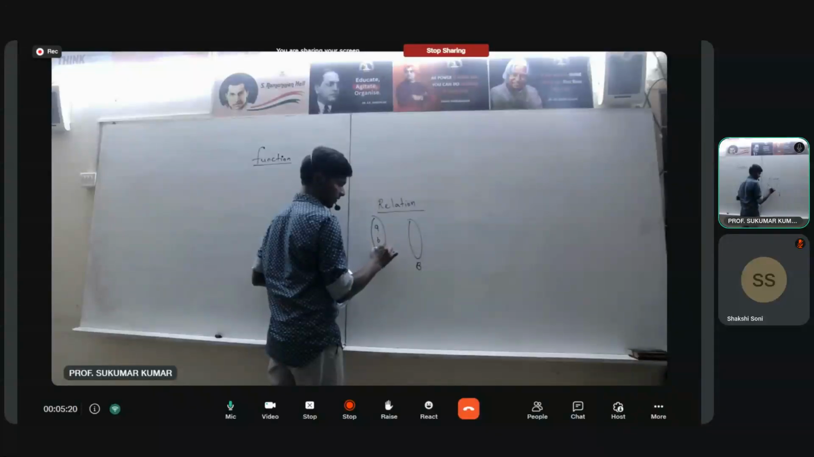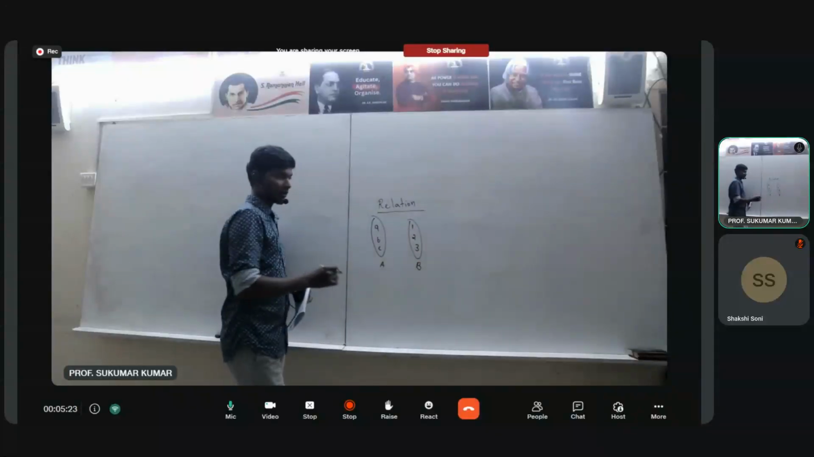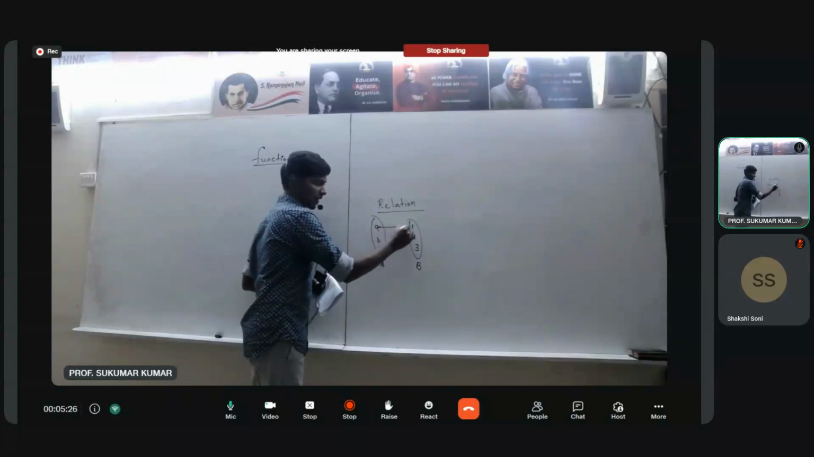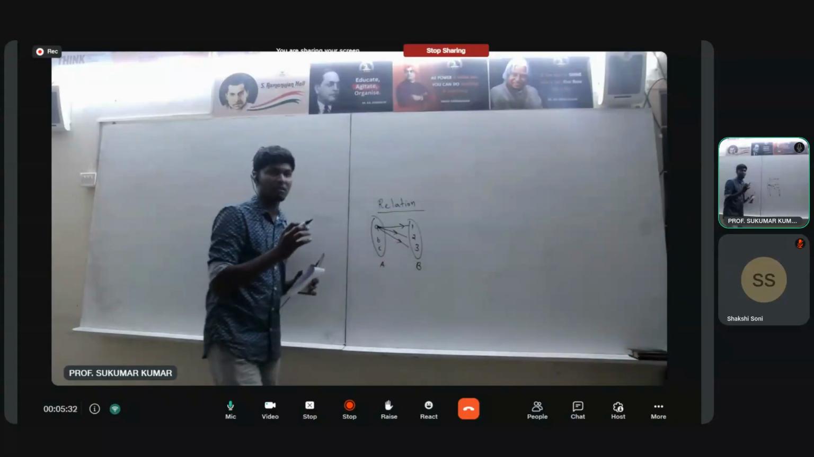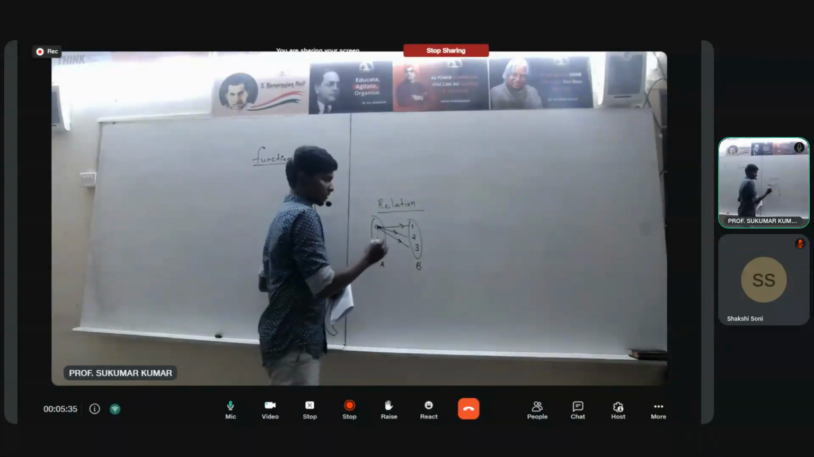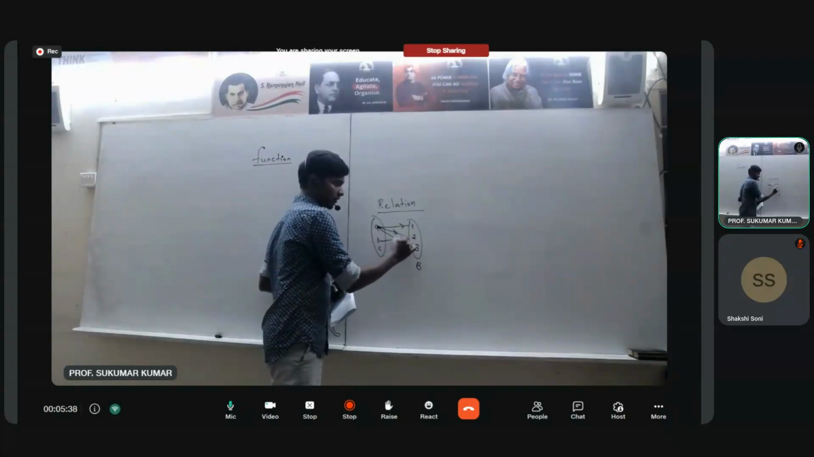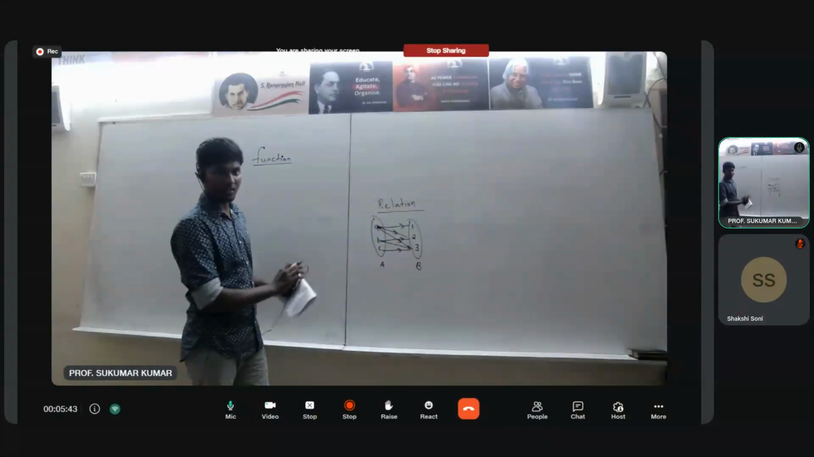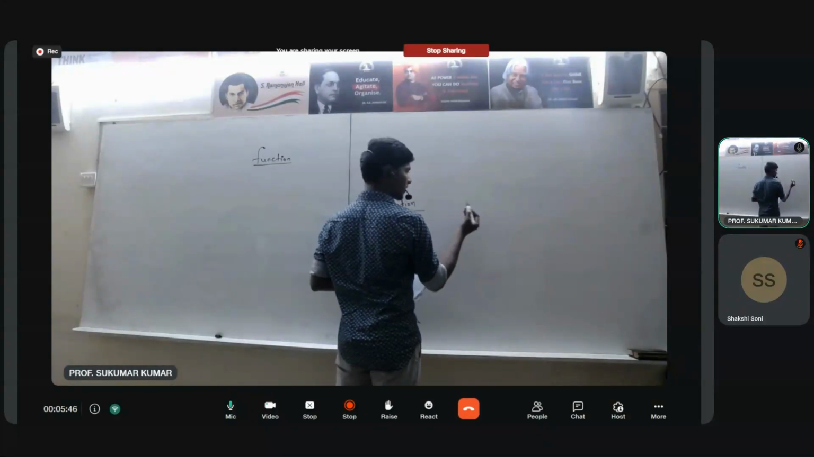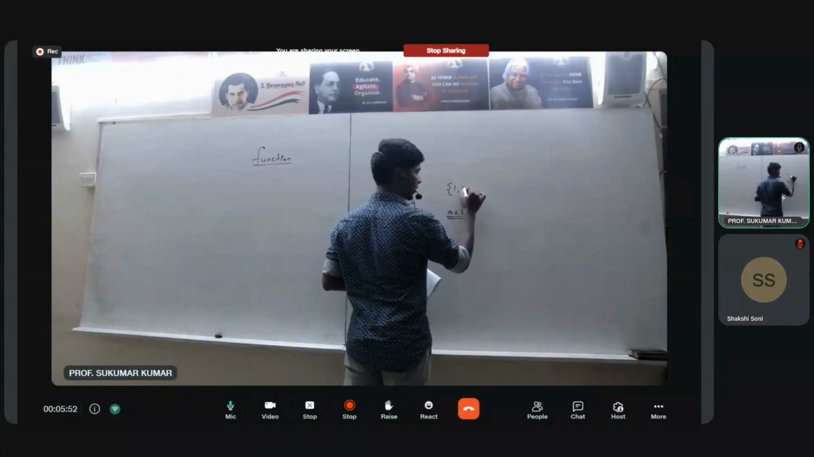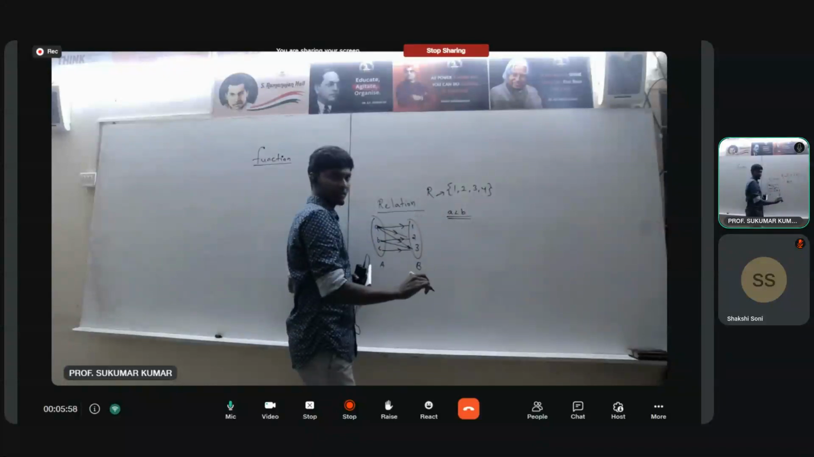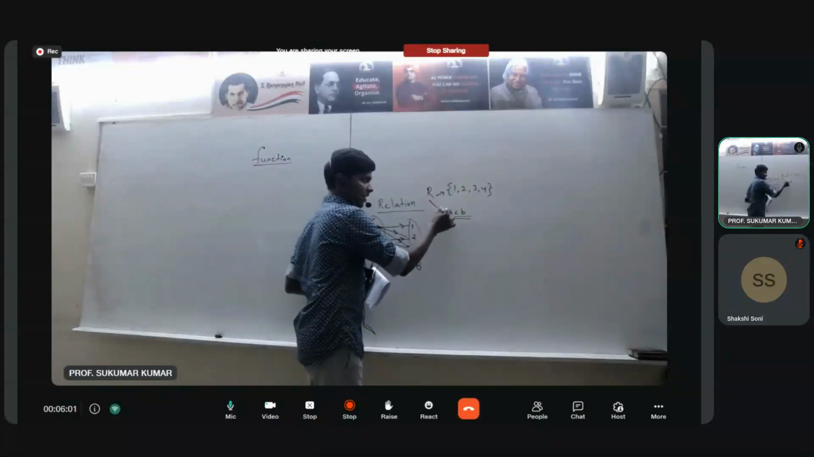I have an element like this. This A maps to a particular element, and from here also some relation they have, a specific relation. B also has some relation, and C also has some relation. For example, we can say A less than B. This relation we have, and we have a set {1, 2, 3}. A relation imposed on a particular set, and the relation is nothing but A less than B.